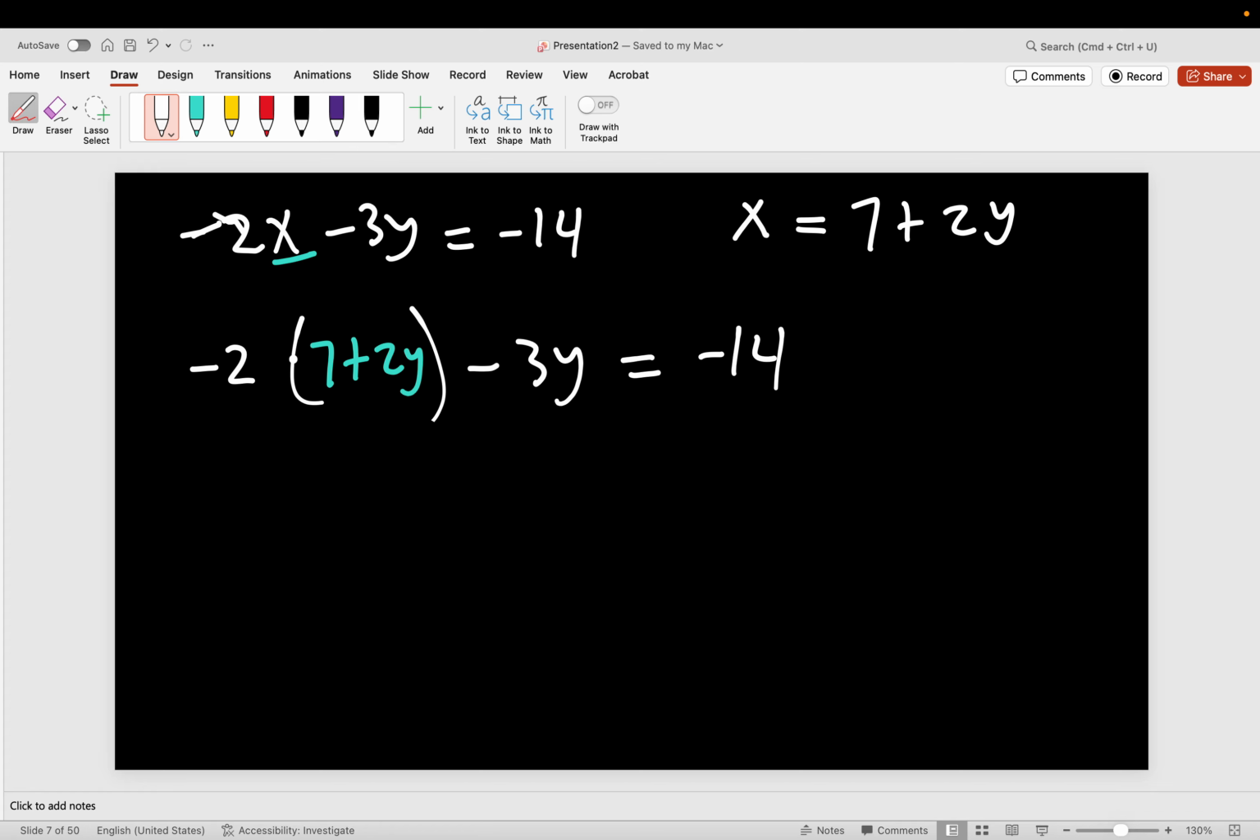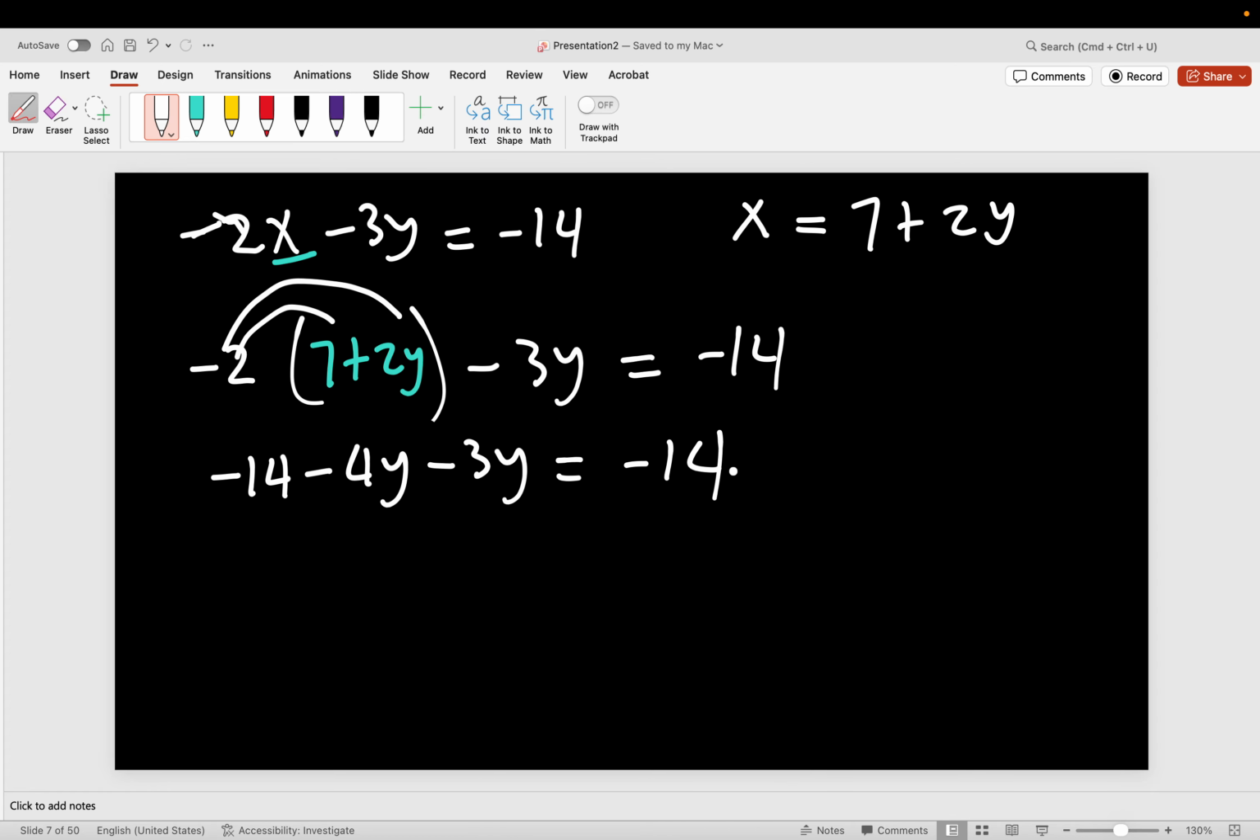So we're just going to go ahead and do the distributive property. -2 times 7 is -14, and -2 times 2y is -4y. So it's -14 minus -4y minus 3y, which is equal to -14, right? Okay, so the only variable I have here is y, and these two are like terms, so I can go ahead and combine them. So then it becomes -14 minus 7y equals -14. Now these two are not like terms, so I cannot combine them, but this -14 is a like term with this -14, so I need to combine them.